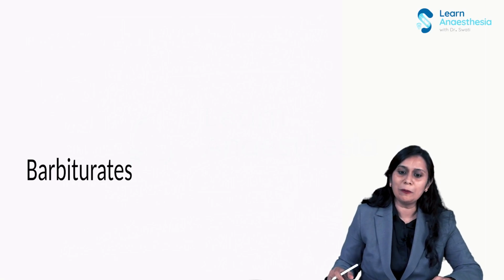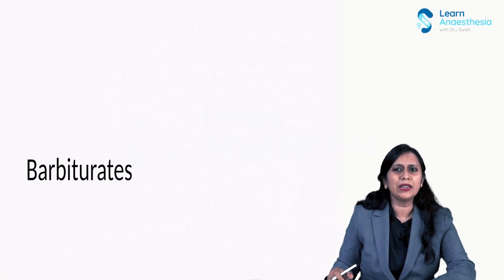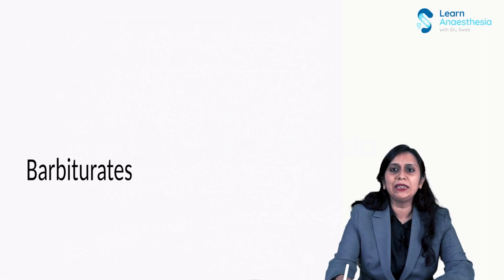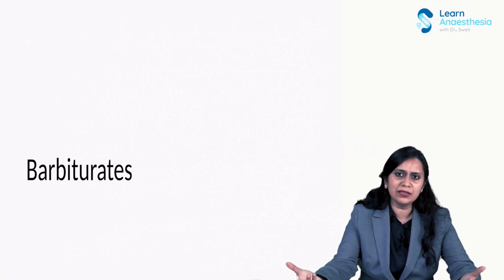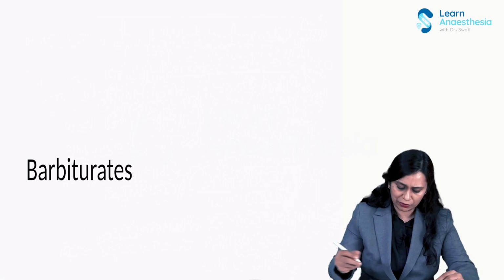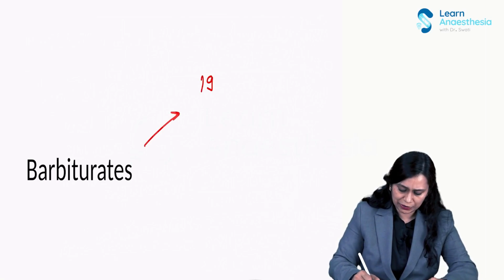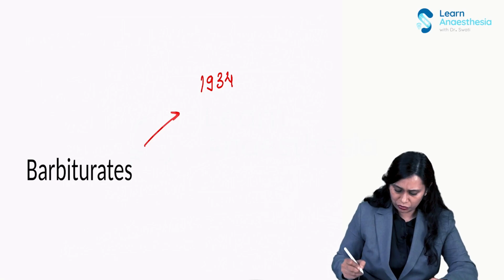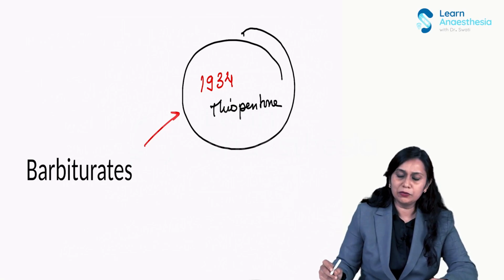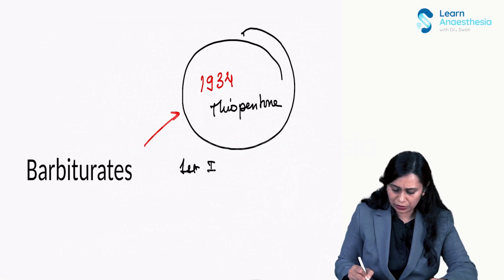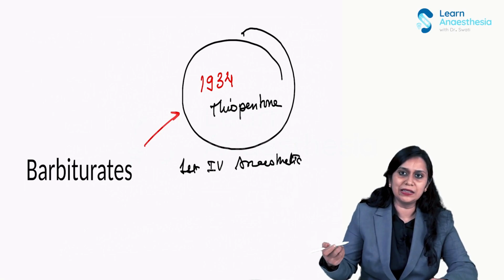Now the next group of drugs which I will discuss with you is the barbiturates. Barbiturates nowadays are becoming obsolete. They are being completely replaced by propofol. But it's worth mentioning since it has a strong historical background. It came in clinical practice in 1934. Which drug came? Thiopentone. Thiopentone came in 1934. This was the first IV anesthetic agent, and with thiopentone, balanced anesthesia technique started.